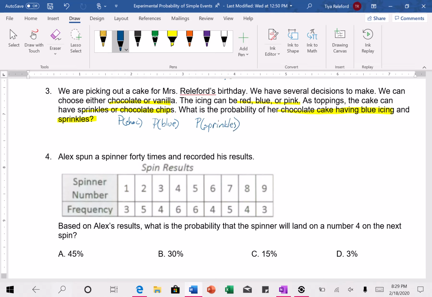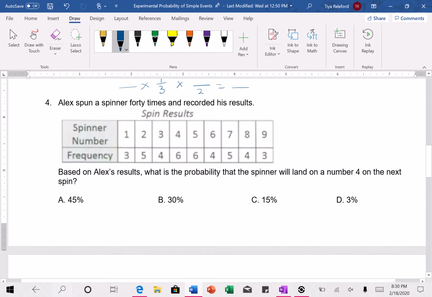It has not happened yet. We didn't pick a cake yet. We're still working on it. So what's the probability of having chocolate cake? Right, 1 out of 2. What's the probability of getting blue icing? 1 out of 3. And what's the probability of getting sprinkles? 1 out of 2. So you're going to multiply all of those together and find out what the probability is.